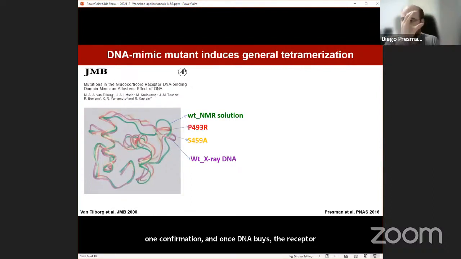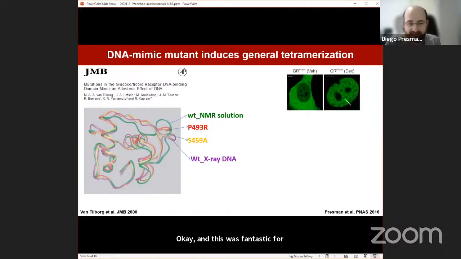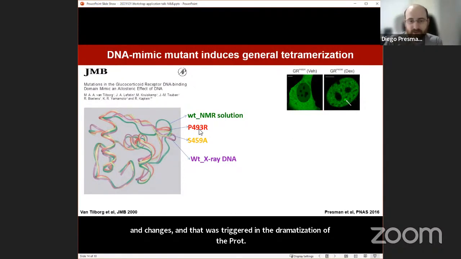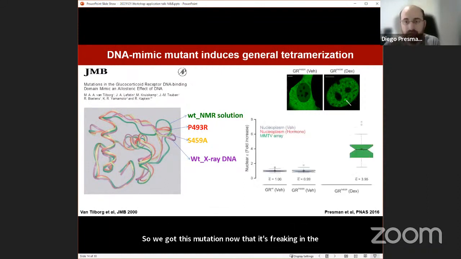These guys found a point mutation that locks the receptor into the DNA-bound conformation, even though it's not bound to DNA. This was fantastic for testing our hypothesis that once the receptor is bound to DNA, it gets some conformational changes, and that triggers the tetramerization of the protein. So this mutation makes the receptor believe it's bound to DNA when it's not. We put it in cells, and at the array, we get similar 4-ish values.